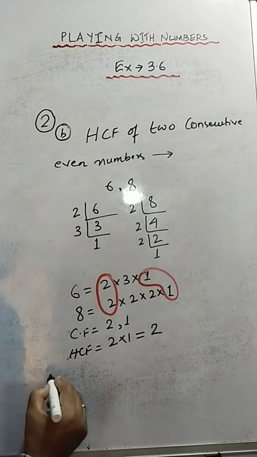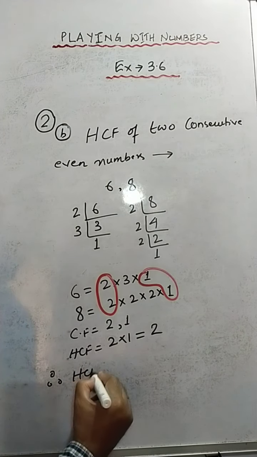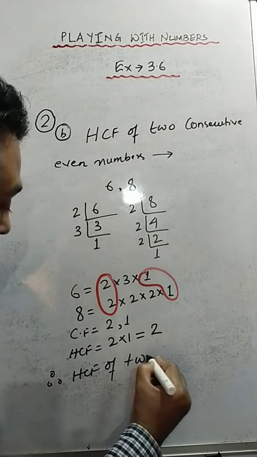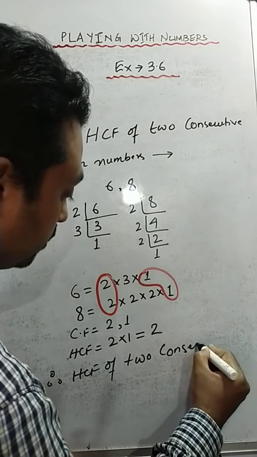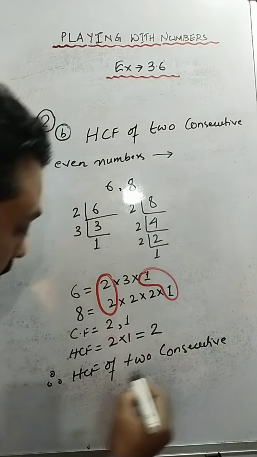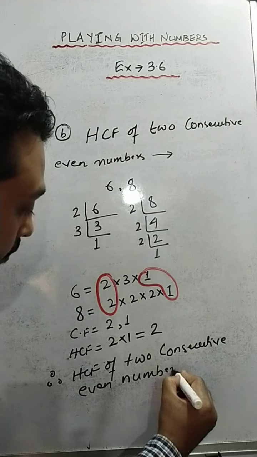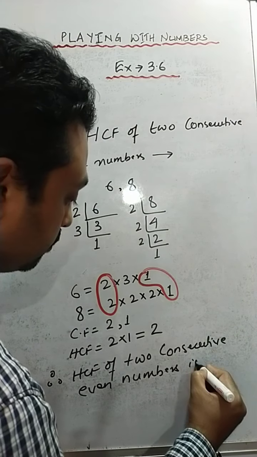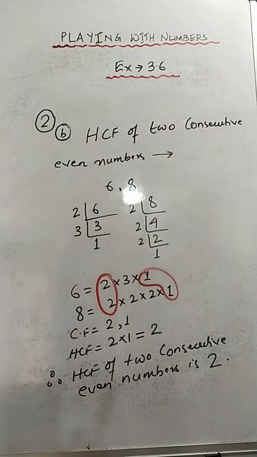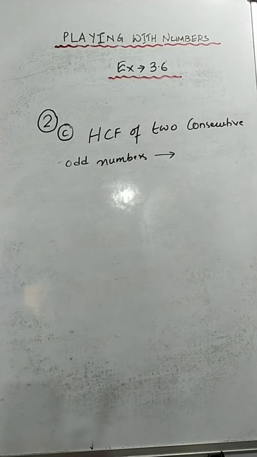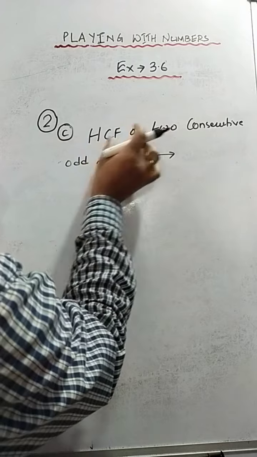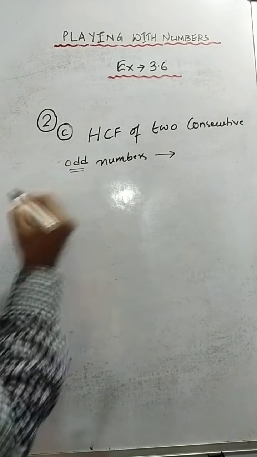So what will be the answer? We will write, therefore, the HCF of two consecutive even numbers is 2. So this is as easy as this. Now let's move on to part C, students. In part C we have to find the HCF of two consecutive odd numbers.